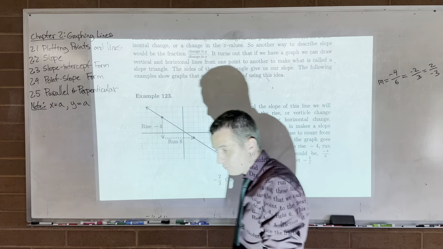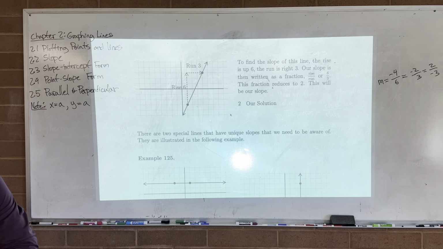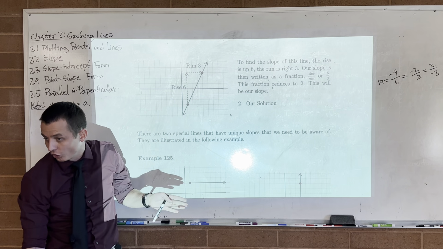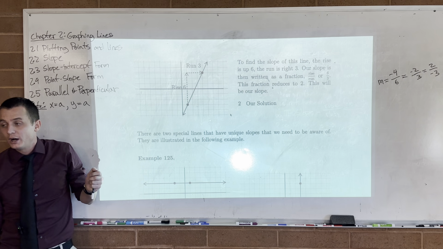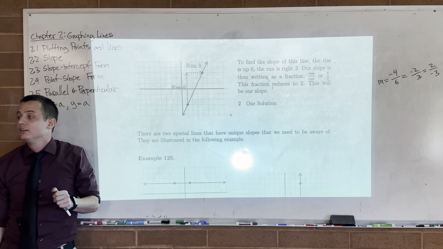Okay. So there's the slope of that line. Here's another example of a line. We go up 6 over 3. What's our slope? We go up 6, we go over 3. 6 over 3 is? 2. You get that on your drill sheet, right? 6 divided by 3? Okay.